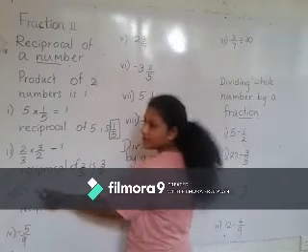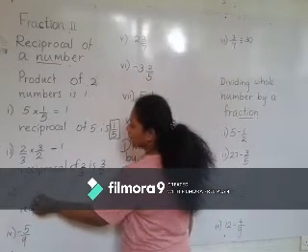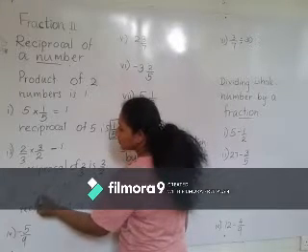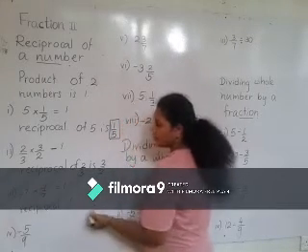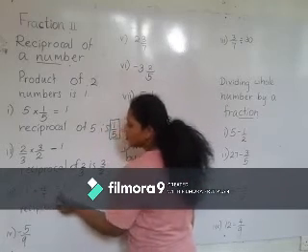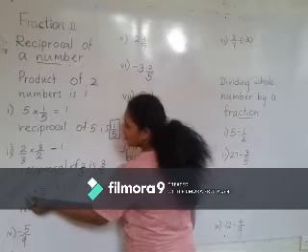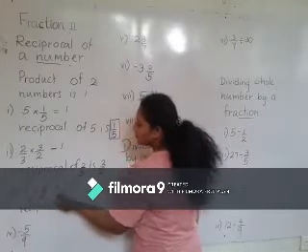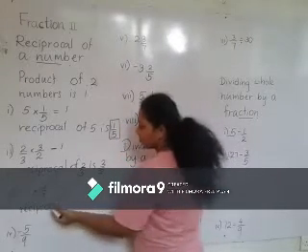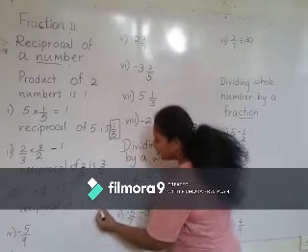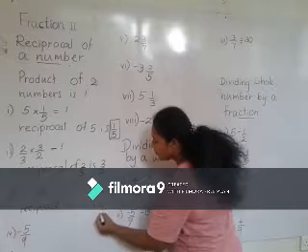And here -7. To get 1, we must write -1/7. Now minus into minus becomes positive. 7 and 7 cancel. So 1 times 1 is 1. Therefore we can say the reciprocal of -7 is -1/7.